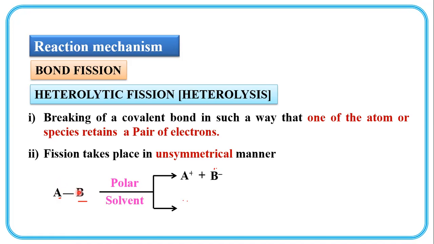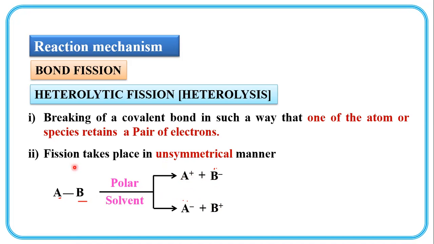See, if the electron pair goes with B, B will acquire negative charge and A will possess positive charge. Or the electron pair goes to A and B will get positive charge. So one is cation and the other anion, anion and cation.